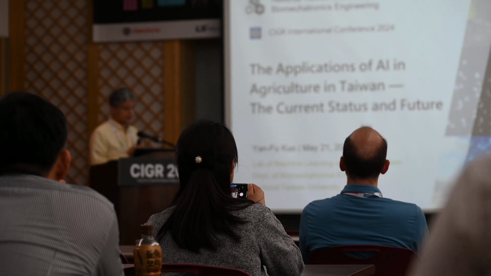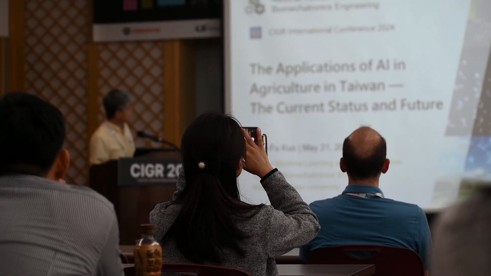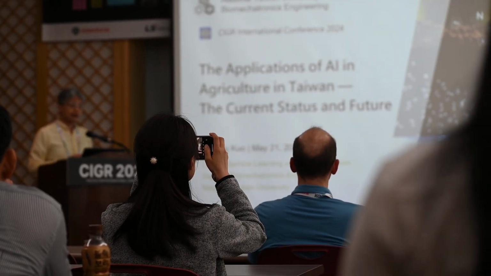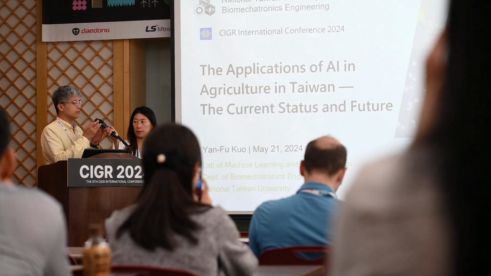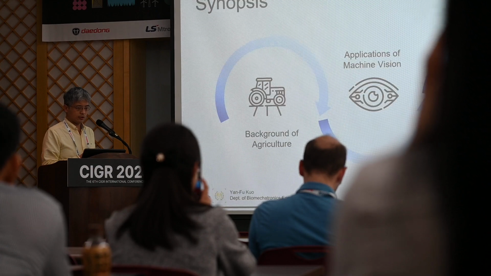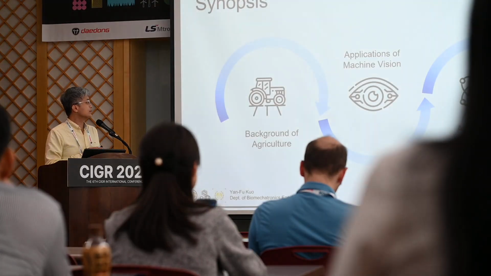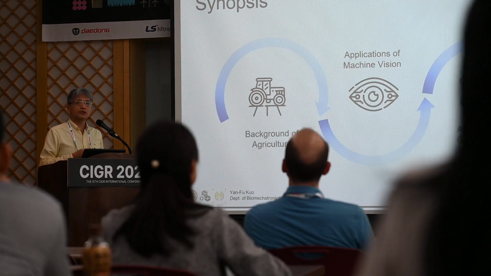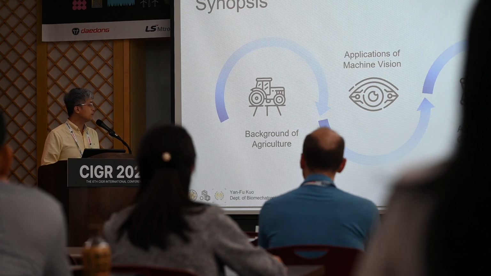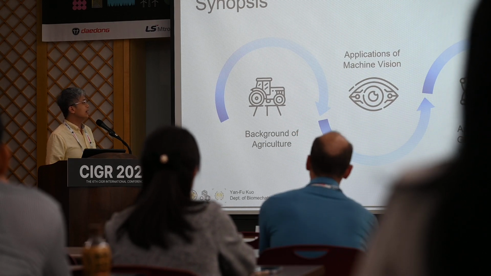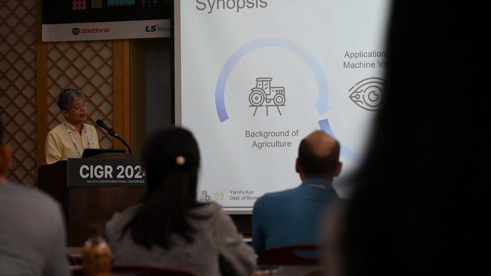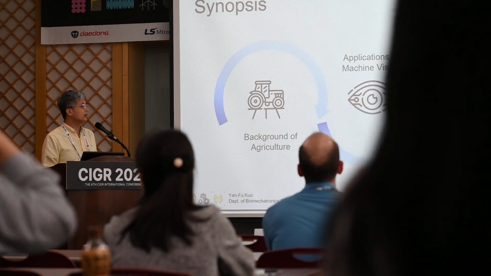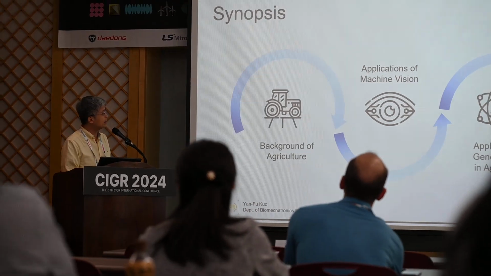So the presentation is the application of AI in agriculture, current and the future. Here is the synopsis. First I will talk about the background of agriculture, the needs, and also the application of machine vision. That is, I call the past or the ongoing, and the future is the generative AI.